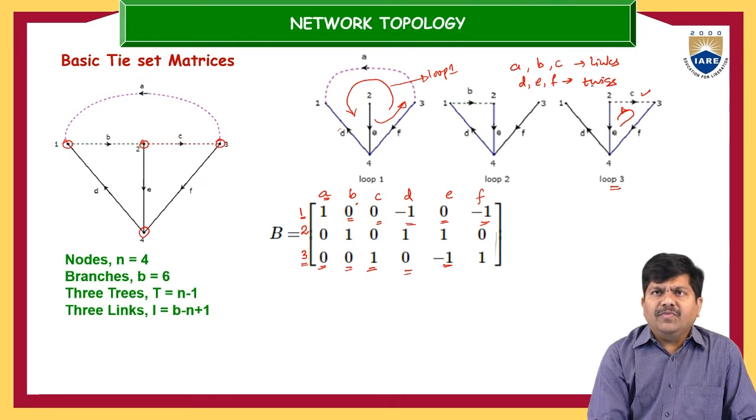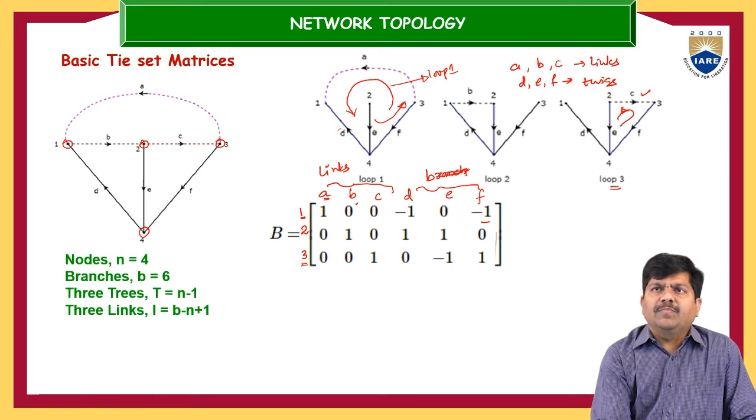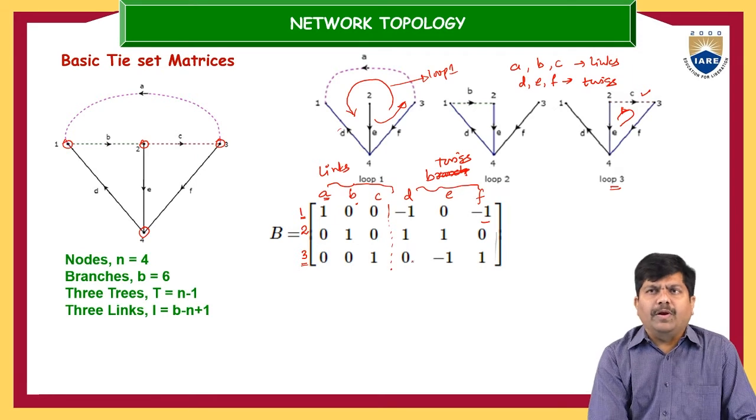Now here, if you clearly observe in the basic tieset matrix, these first three are the elements. More clearly, these are the links. These are also elements. More clearly, these are the twigs, I mean to say twigs, not branches. So this basic tieset incidence matrix can be divided into two submatrices.